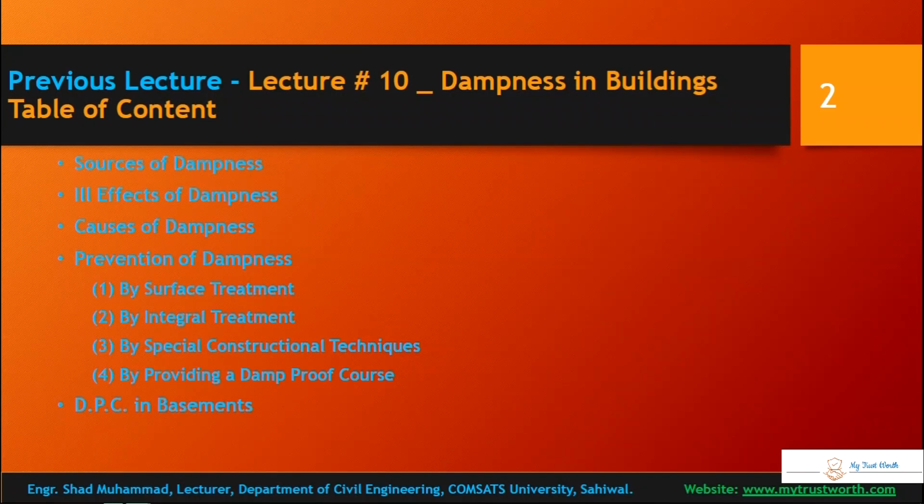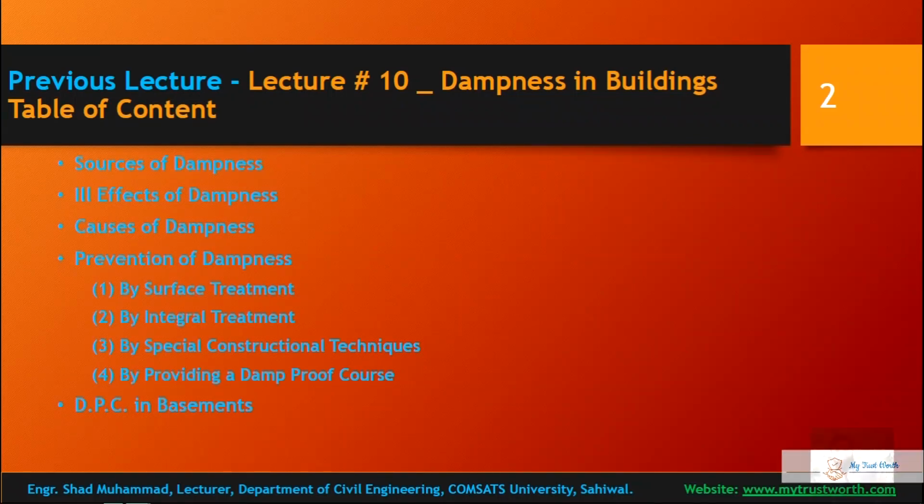We also studied the causes of the dampness. Dampness is caused from the basement, or you can say from the foundation, and due to rain, and parallel to that, moisture content in the atmosphere, and dampness caused through the surface above the building. We also studied prevention techniques of the dampness.